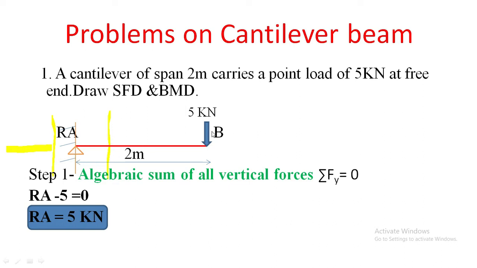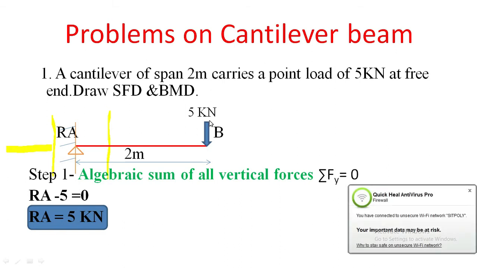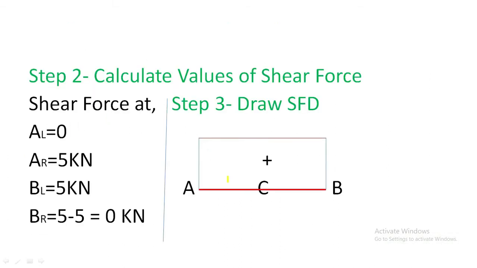And last is B of right, which means the section line is now drawn right of the B. Now look left of that section line. While looking left of that section line, there are only two forces, that is RA and the load at B. The RA is going in the upward direction, so it is plus 5, and the load at B is going in the downward direction, so minus 5. So plus 5 minus 5 is 0. So this is about the values of the shear force.